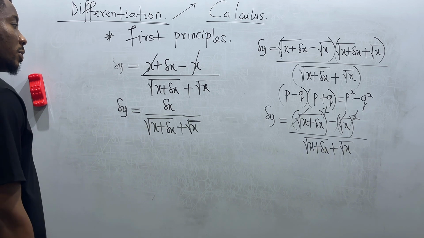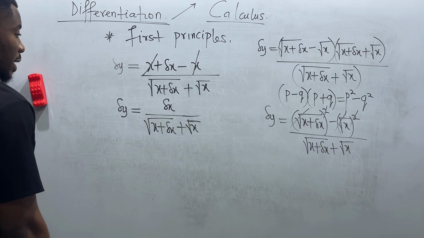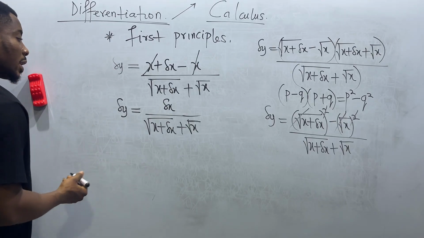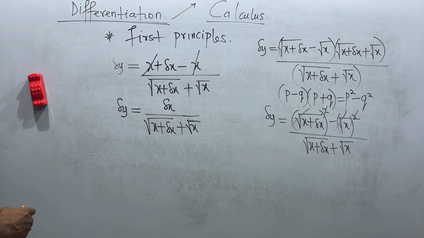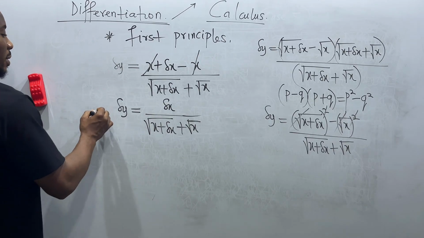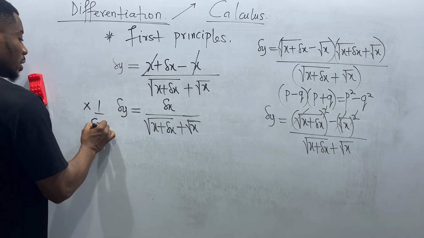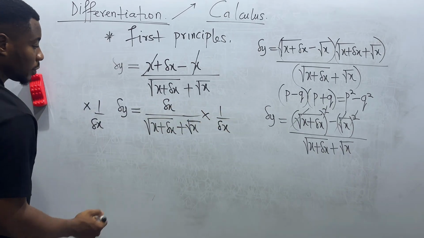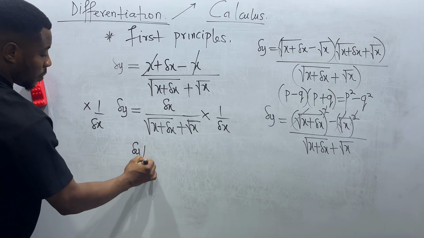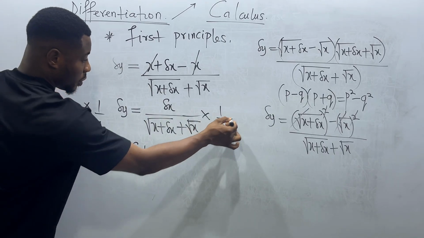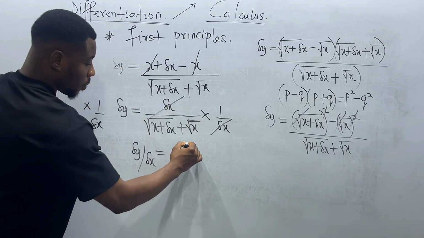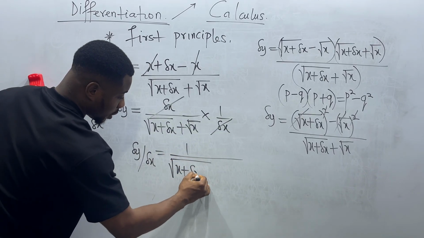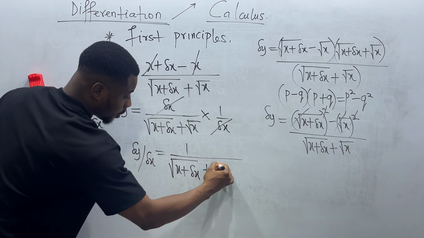Okay. Now at this point, you can divide both sides by change in x. Or I can say I can multiply both sides by 1 over change in x. So if I multiply here by 1 over change in x, I multiply here by 1 over change in x. This gives us change in y over change in x is equal to, these two can go out, 1 divided by square root of x plus change in x plus square root of x.